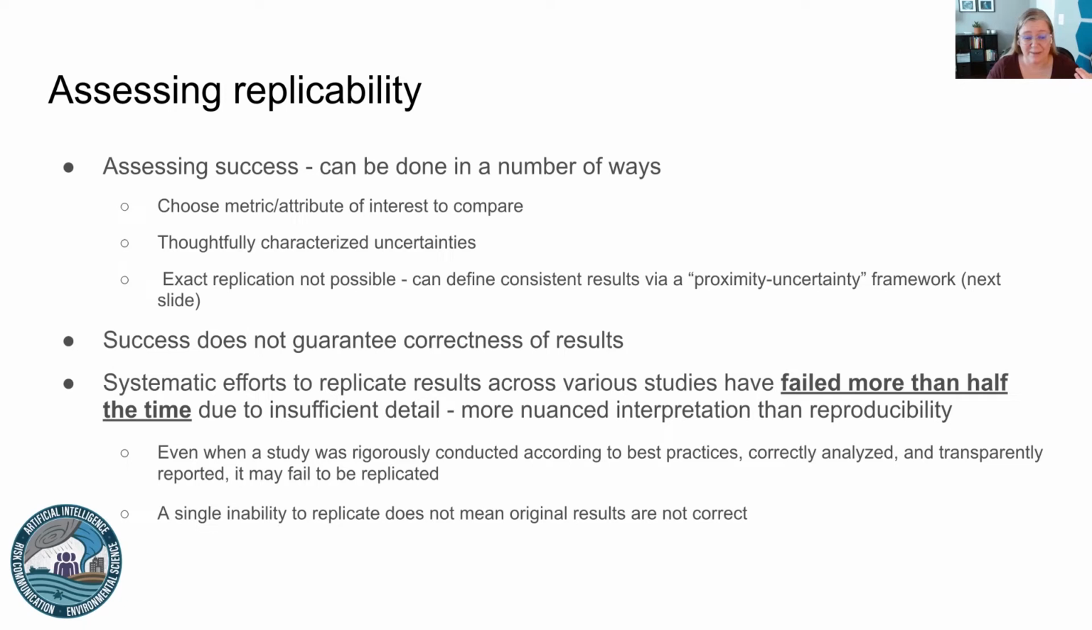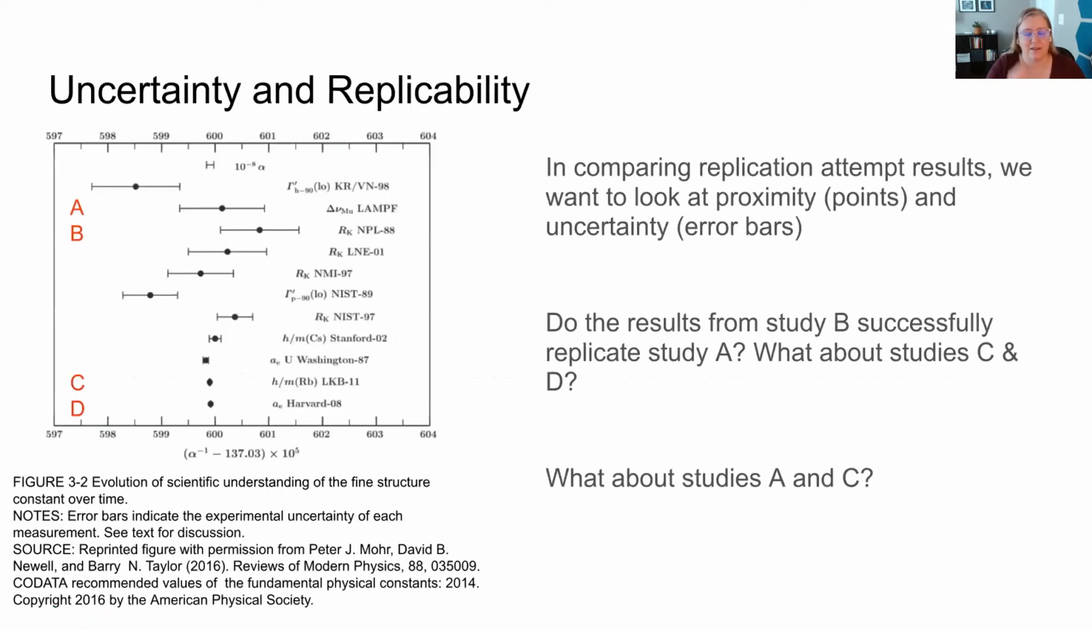That is actually how we find new results. That's how we find groundbreaking or novel, interesting things. So there's actually a lot of good to be had in the lack of replicability from the point of view of science. And a single inability to replicate does not mean the original results are not correct. I just wanted to touch really briefly on uncertainty and replicability. Uncertainty is a key element of replicability, and it has to be really thoughtfully considered when doing a replication study.